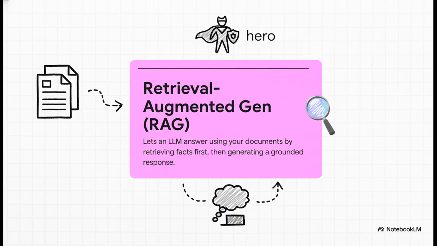It's a really beautiful, simple idea when you break it down into its two steps. First, the system retrieves. It goes and finds the most relevant little snippets of information from your documents. Then, it uses those facts to generate an answer. This keeps the AI's response grounded in reality, which stops it from just making things up.